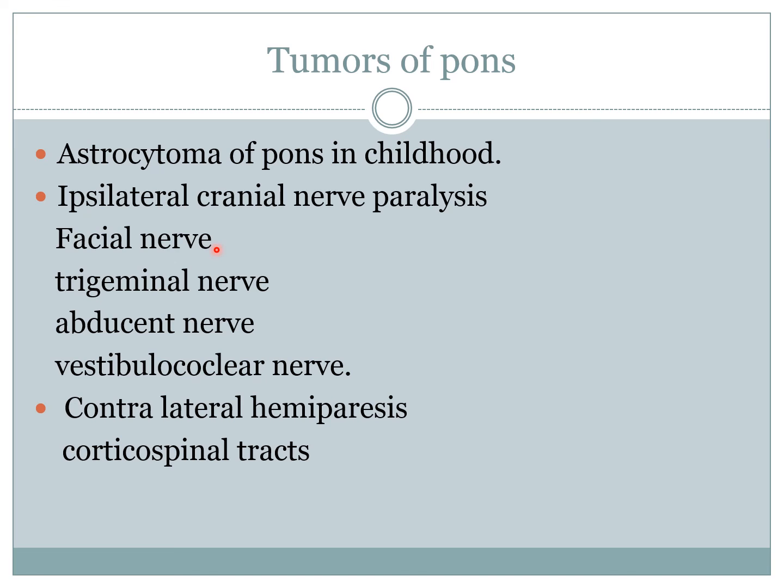Due to the trigeminal nerve, there is loss of sensations on the face, but there's no loss of pain sensation because of the sparing of the spinal nucleus of the trigeminal nerve, which is present in the medulla. And then the abducent nerve, which is supplying the extraocular muscles, and the vestibulocochlear nerve. Due to the cochlear component, there will be impairment of hearing, and due to the vestibular component, there will be impairment of balance.